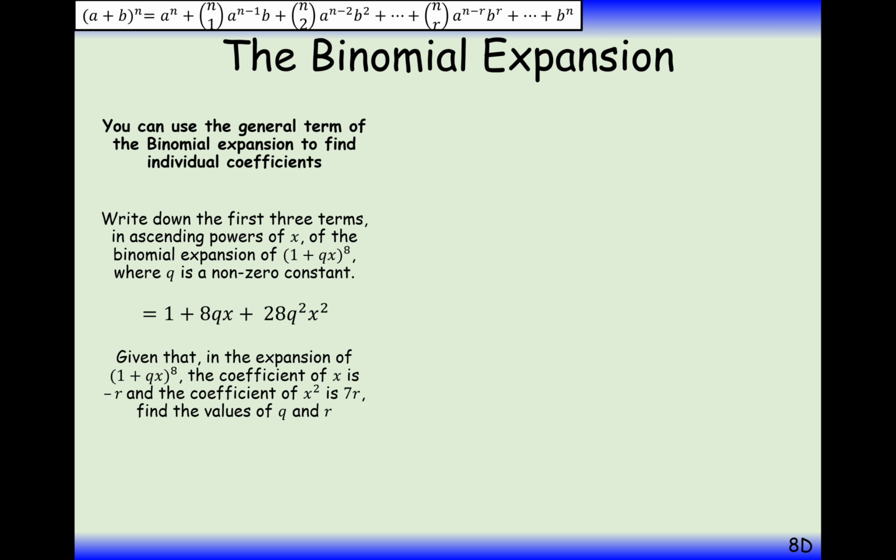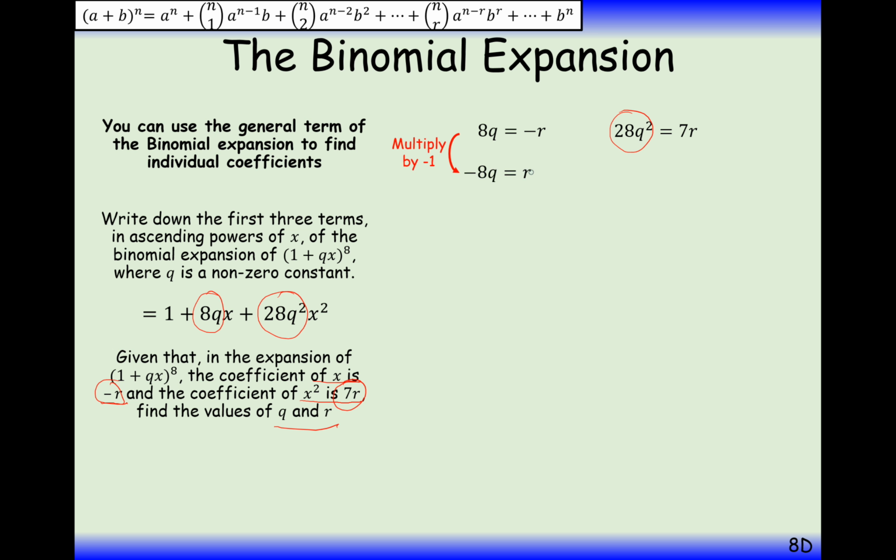Part B of this question then is: given that 1 plus qx to the power of 8 has a coefficient of x of minus r and a coefficient on x squared of 7r, find out the value of q and r. So what we can do then is set up a little equation based on the numbers that are in front of the x term. So 8q equals minus r, and the coefficient on the x squared term here is 28q squared equals 7r. And now we've just got two simultaneous equations here.